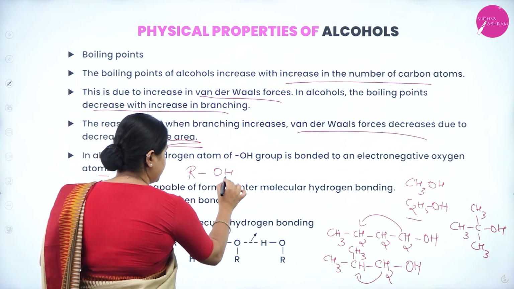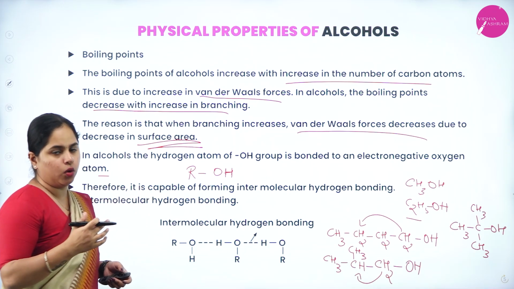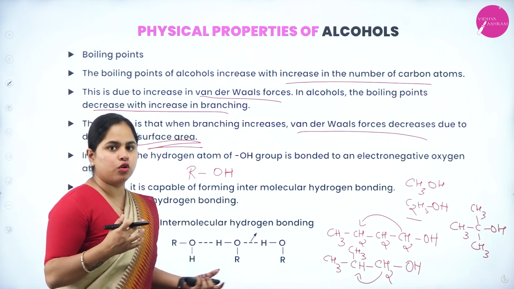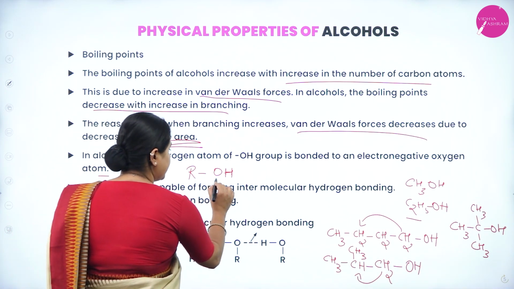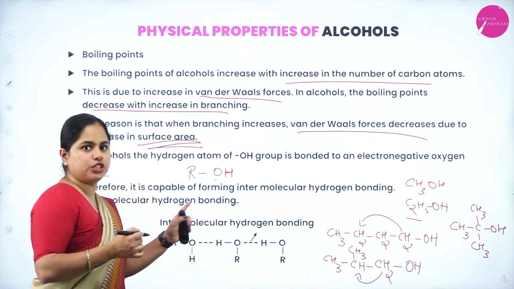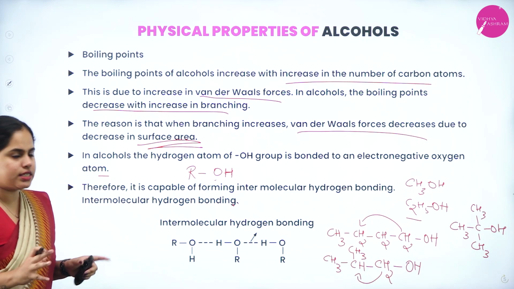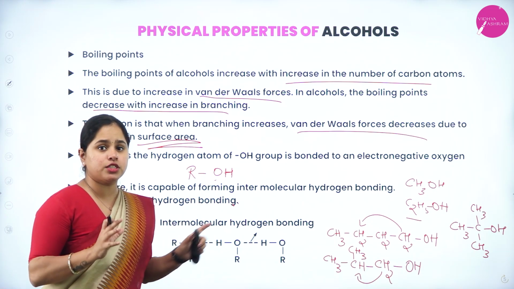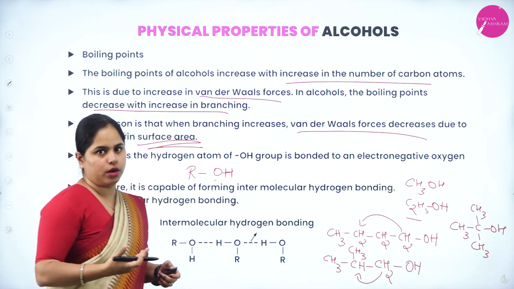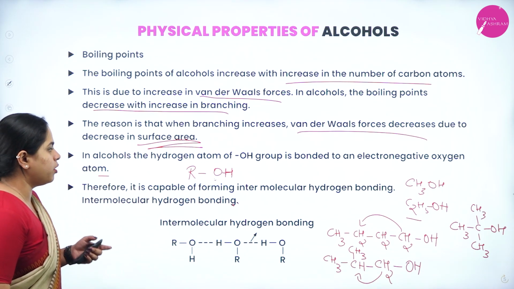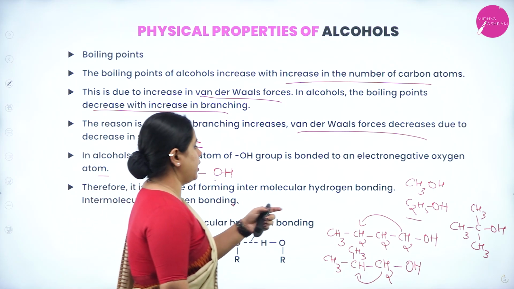As you can see, the OH bond we just discussed, because of this hydroxyl group, gives rise to the properties of alcohols. Because there is an electronegativity difference between the oxygen and hydrogen, this is a polar bond, the oxygen-hydrogen bond. Therefore it is capable of forming intermolecular hydrogen bonding.